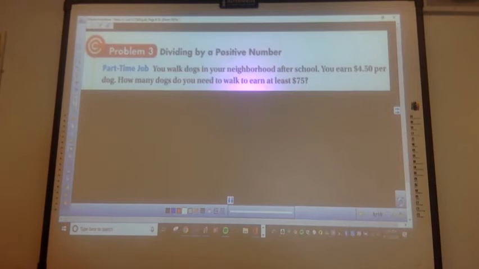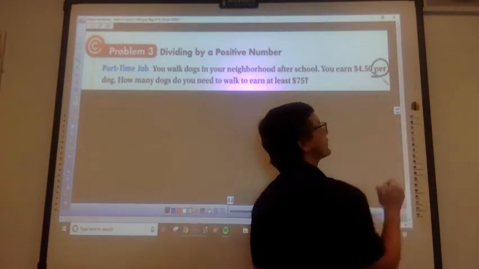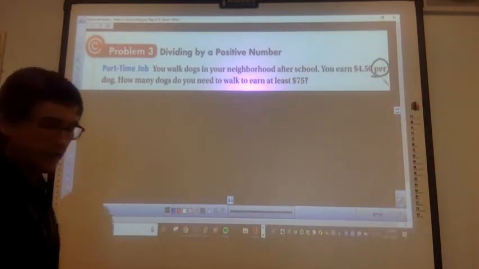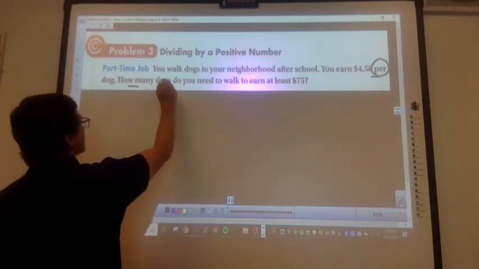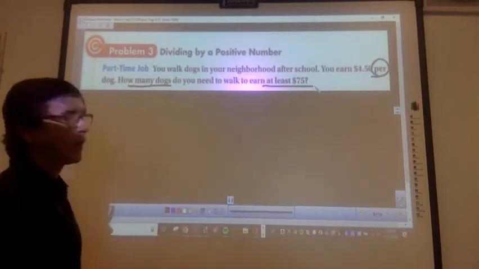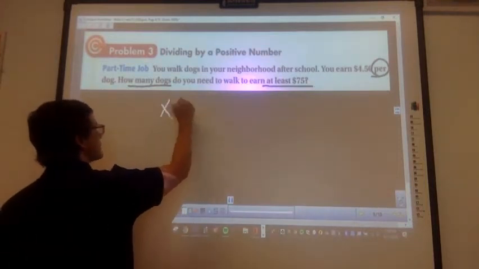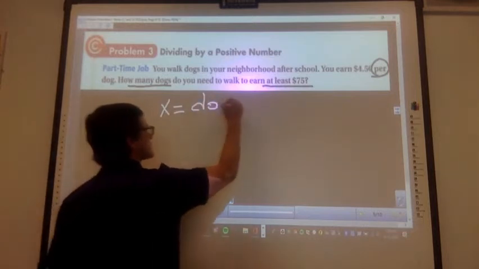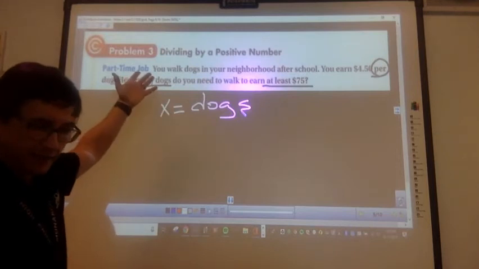You walk dogs in your neighborhood after school. You earn $4.50 per dog. So when you see those words per or each, that's when you need a variable. How many dogs, that's what your variable is going to be, do you need to walk to earn at least 75 bucks. So X in this case is going to be dogs. If you want to use D for dogs, I don't care.